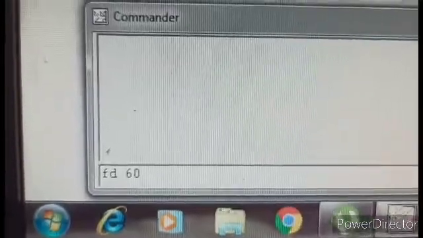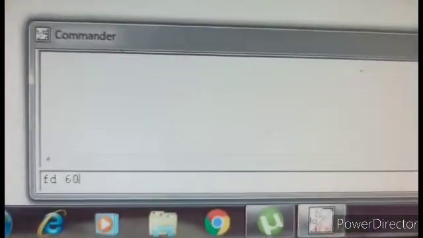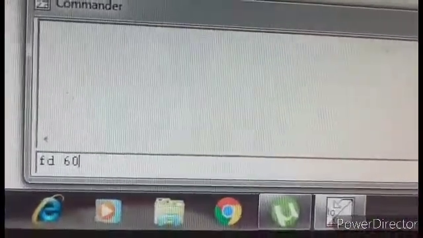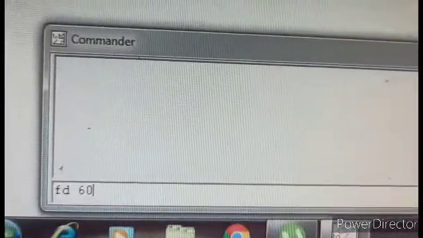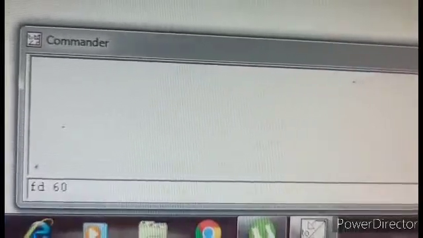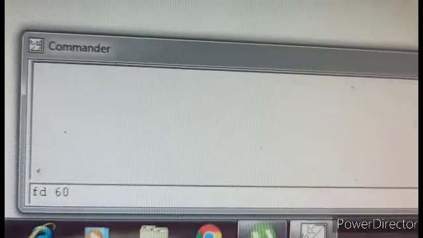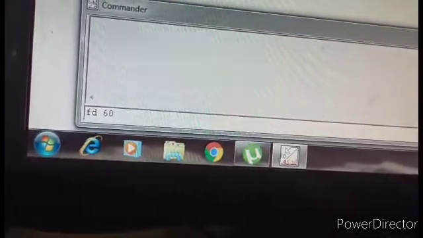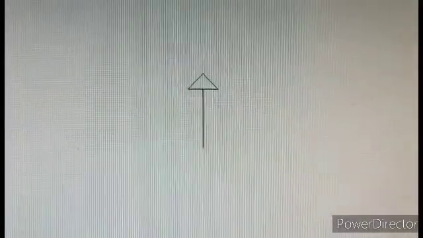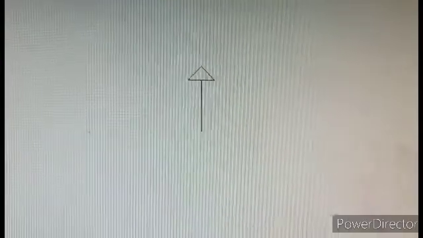I have given FD. These things are very essential to remember. First the command, then a single space, not a double space. Then the number, that means how many steps the turtle will move in the forward or backward direction. And at last either press the Execute button or press Enter on your keyboard. Both work the same. Enter. Now see the screen. The turtle has moved in the forward direction.